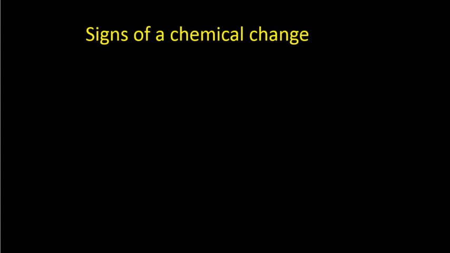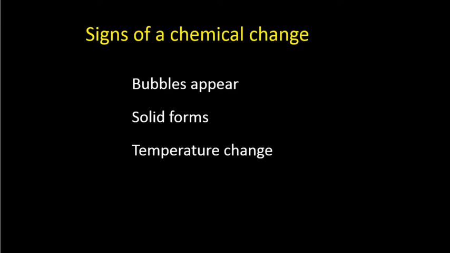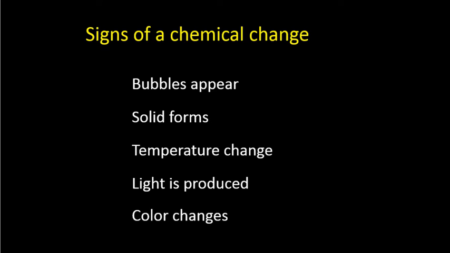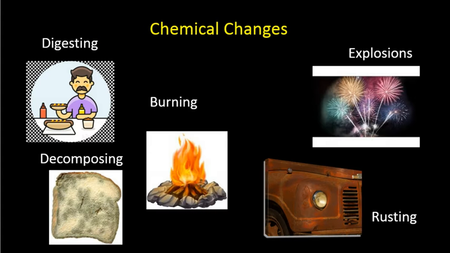Other signs of a chemical change would include whether or not bubbles appear. That would be a signal that a gas has been created. If a solid forms, if there's a change in temperature, if light is produced, and also if there is a color change of the material. Other examples of chemical changes include digesting, burning, decomposing, explosions like you would see in fireworks, or again, rusting.